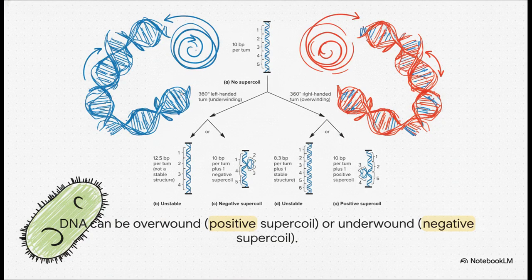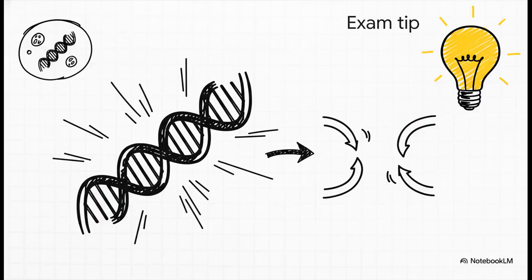And this image shows you the two ways you can do it. If you start with your relaxed DNA in the middle and you twist it even tighter or overwind it, you get what's called a positive supercoil. But if you twist it the other way and underwind it, you create a negative supercoil. Now, for bacteria, one of these is way more important. And here it is, your big, high-yield exam tip. Write this down. Bacterial DNA is kept in a negatively supercoiled state.